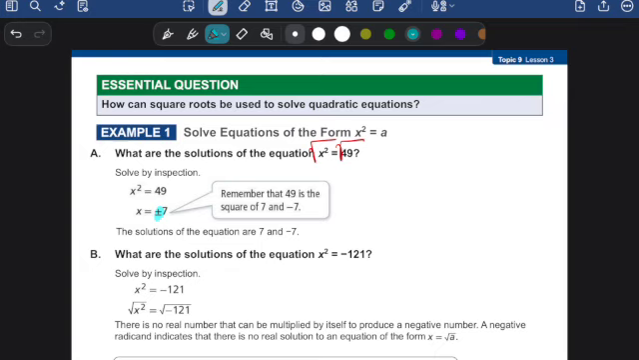What are the solutions for this equation? Well, again, we're going to just take the square root of both sides. Can we take the square root of a negative number? Well, no, we can't square a number and then get a negative. So there are no real solutions for this because we cannot square a number and get a negative product.